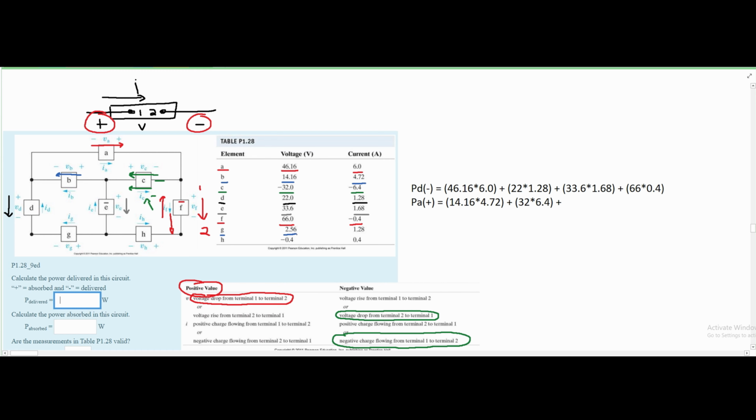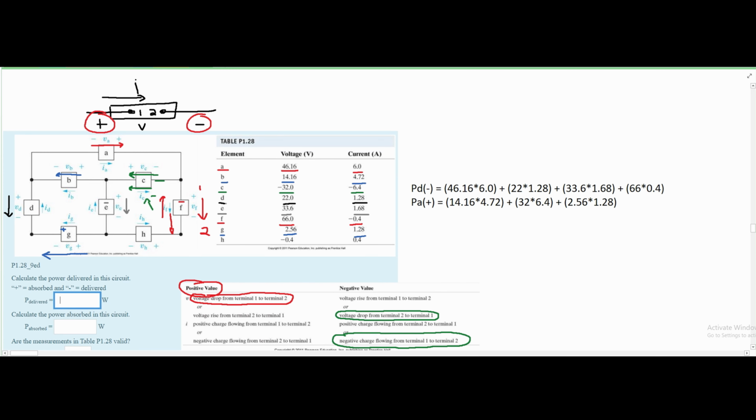We have a 2.56 and a 1.28. Both are positive, so we're just going to look at it how it is. We remember that voltage drop, if it's positive, it's going into the positive side and out of the negative side. And if the current is the same direction, which it is in this problem, it is going to be a plus, meaning it is absorbed by our circuit. So it is going to be added in down here.